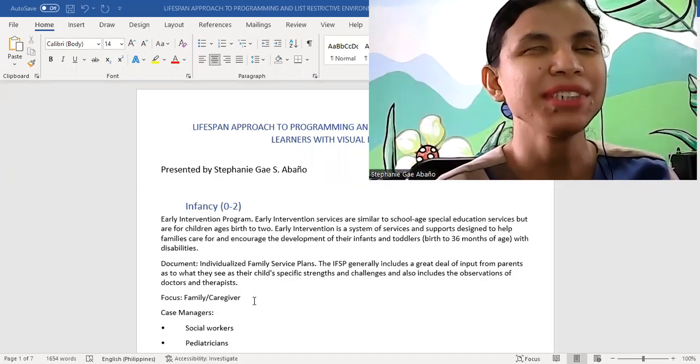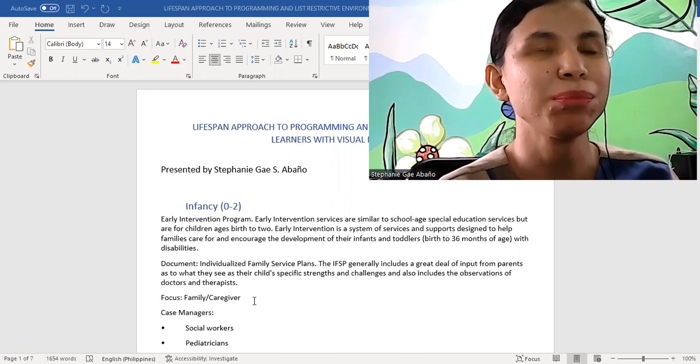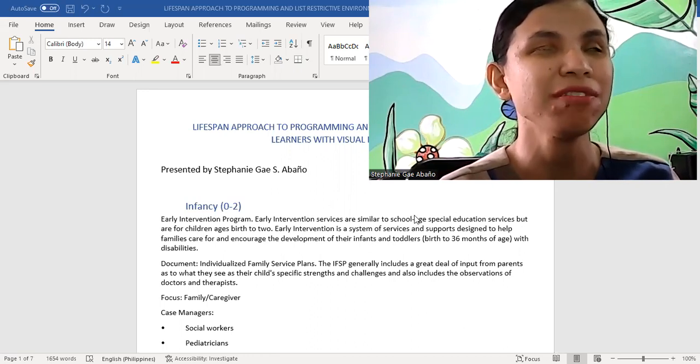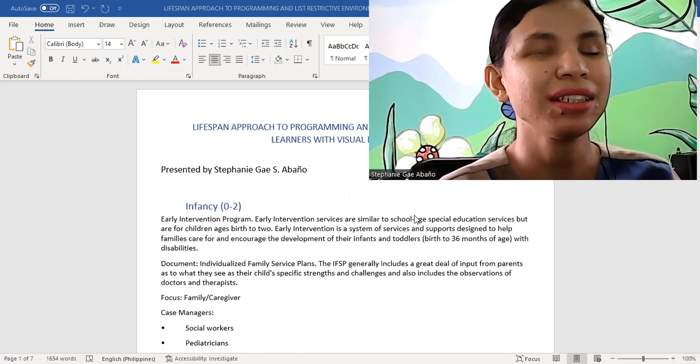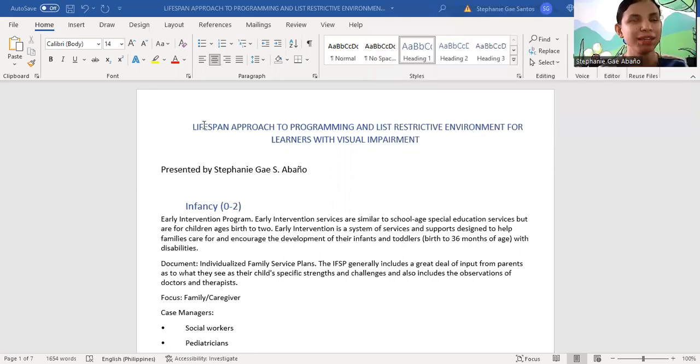Good morning. I am Stephanie, and I'm going to discuss the lifespan approach and least restrictive environment for learners with visual impairment.